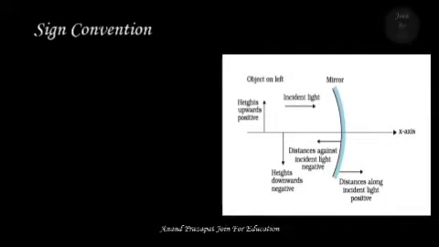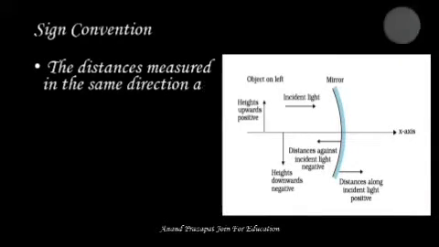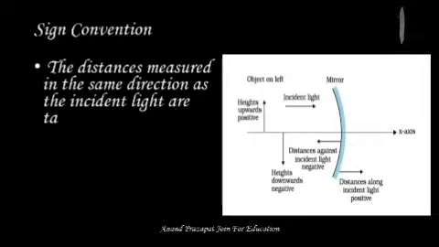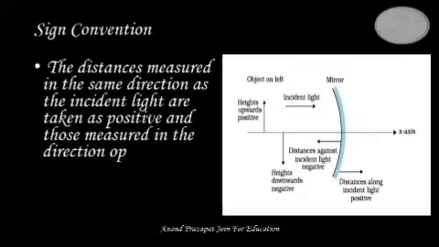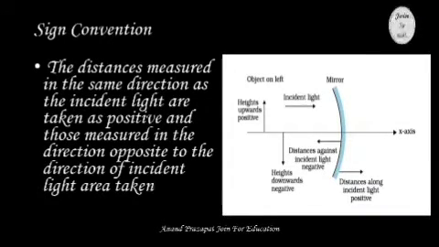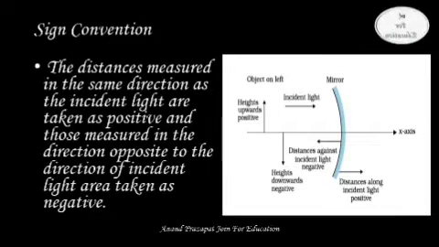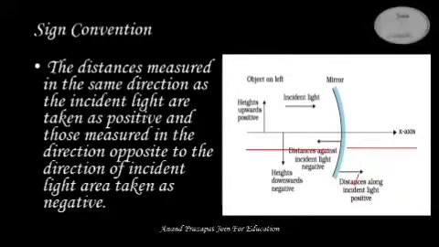The distances measured in the same direction as the incident light are taken as positive, and those measured in the direction opposite to the direction of the incident light are taken as negative. So this distance is positive and this distance is negative.